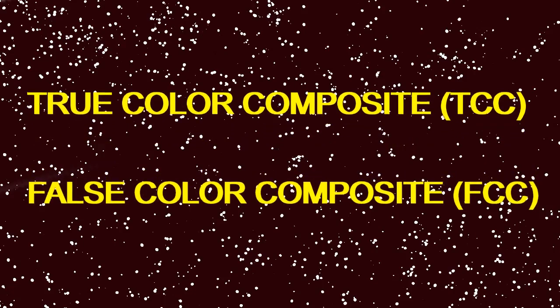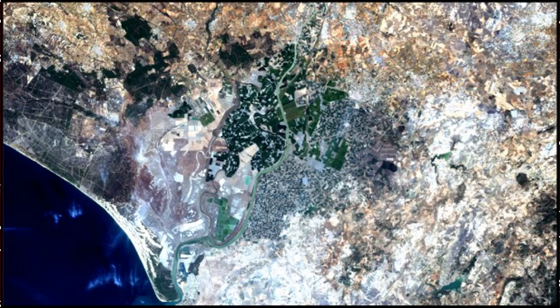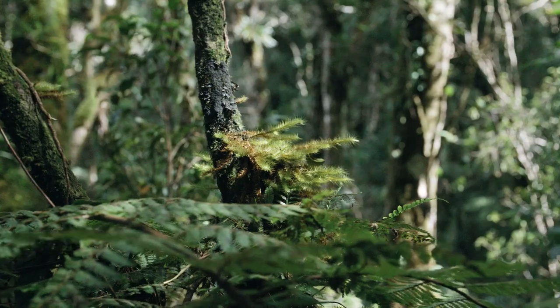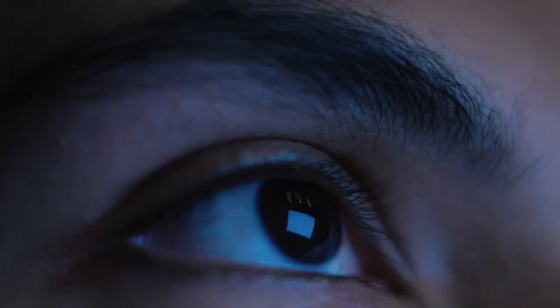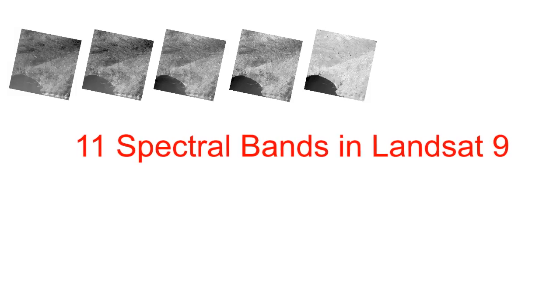In this video, we will discuss how to display a satellite image as a true color composite and a false color composite. A true color composite is an image that represents a scene as it would appear to the human eye. In our daily life, a true color photo is created by combining three specific bands called red, green, and blue. There are a total of 11 spectral bands in Landsat 9.